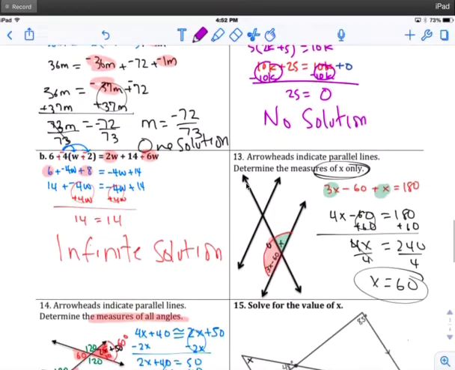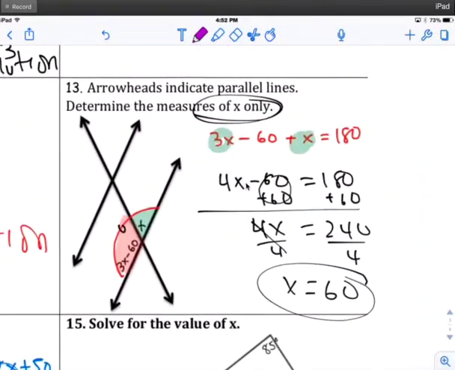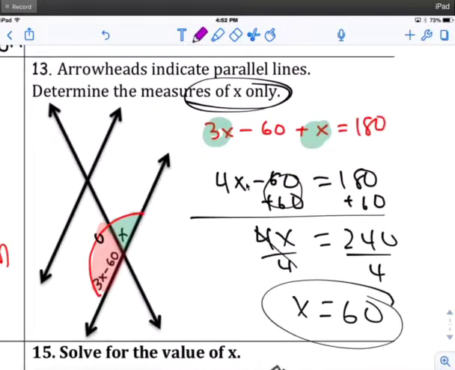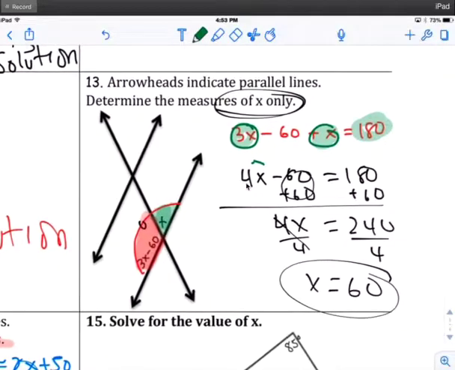And we did 13. Oh, we set it up in some classes. These are not congruent. Notice this is much bigger than this other angle. So when that happens, you need to set it up to make it equal to 180. And then you solve it. That's 3x plus x is 4x plus negative 60. Add 60, you get that, and that's your answer.